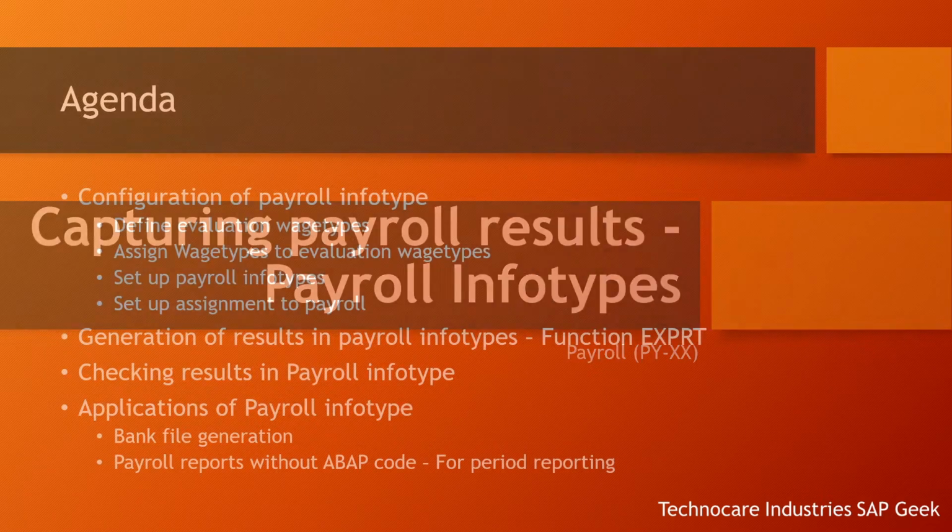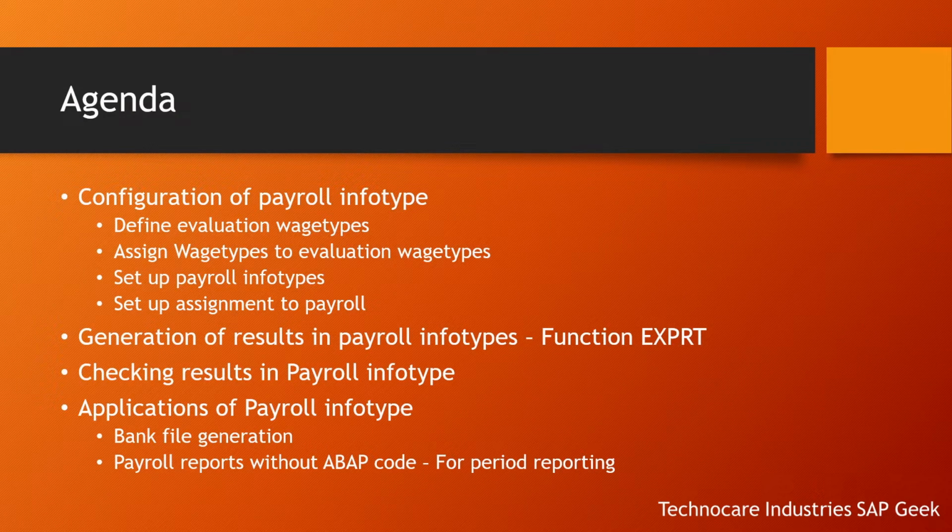Before we move ahead with the configuration, let me tell you what payroll infotypes are. When we run payroll, a live payroll and not the test run, there is this standard function EXPRT, right? This standard function EXPRT is responsible for generating payroll results in the PCL2 cluster. There is another functionality present in HRMS information systems. Using that functionality with the same EXPRT function, we can also generate certain payroll infotypes.